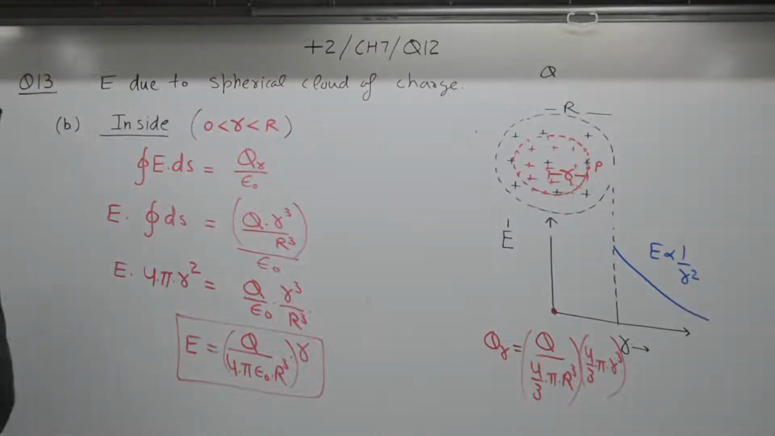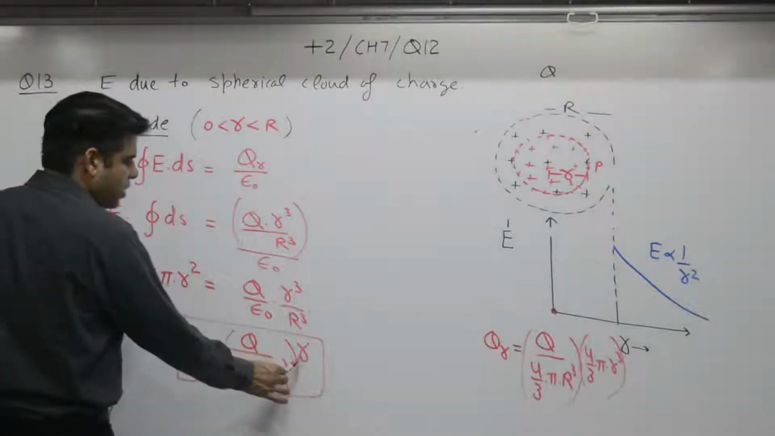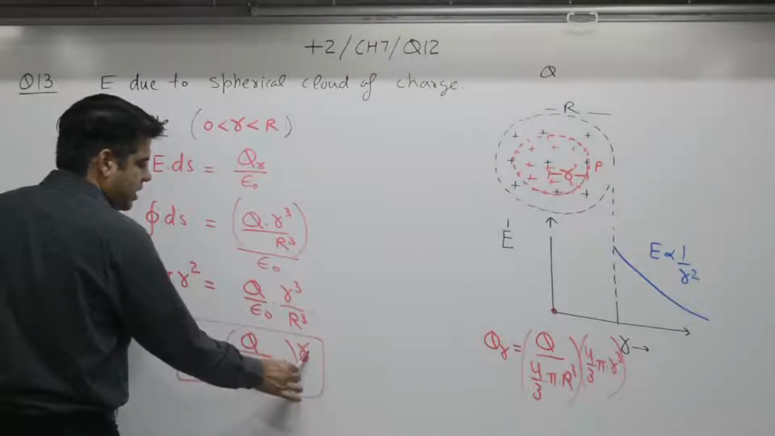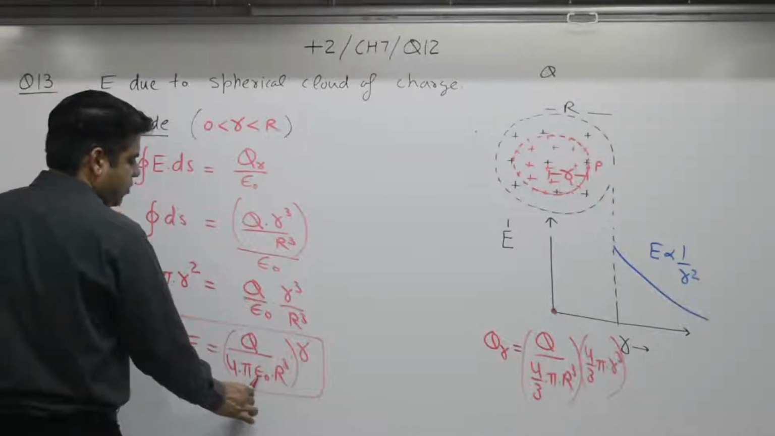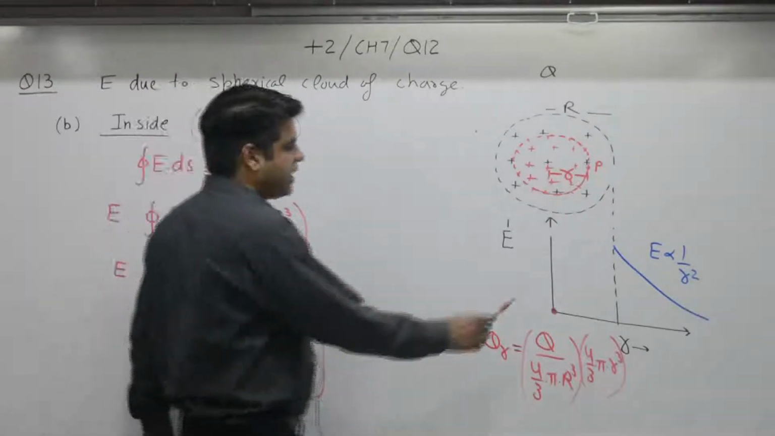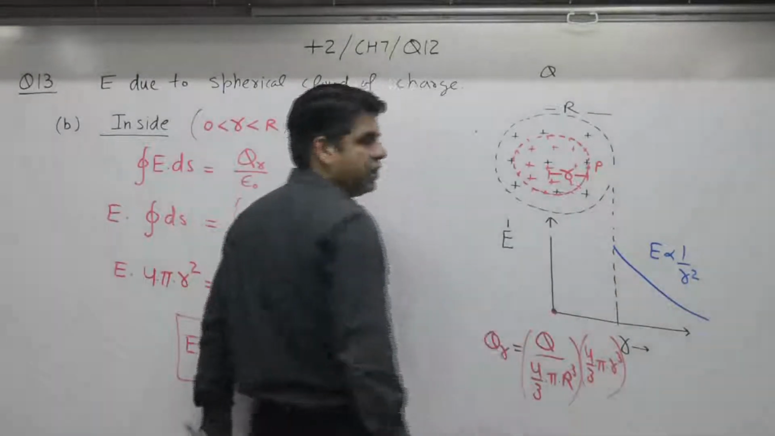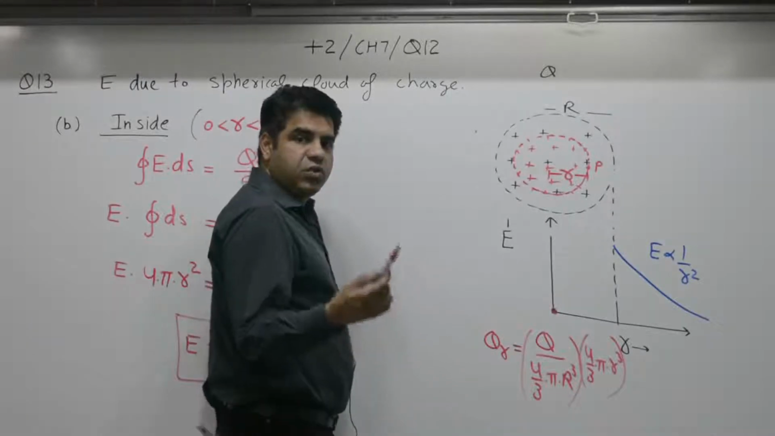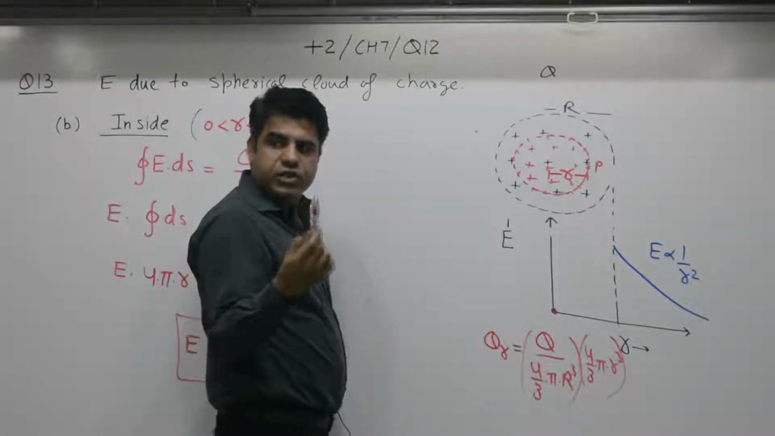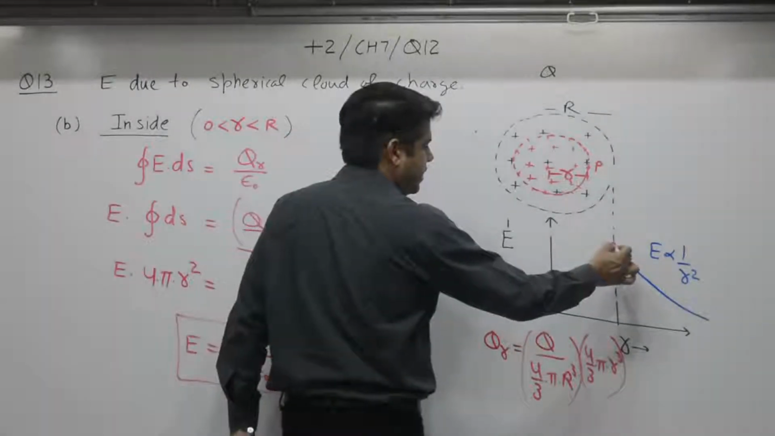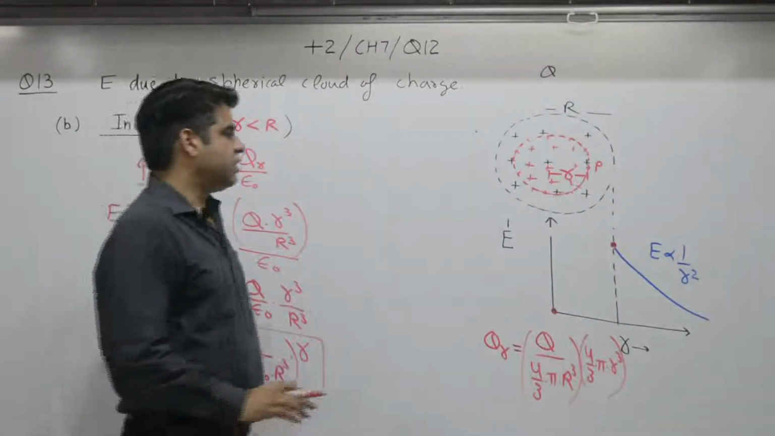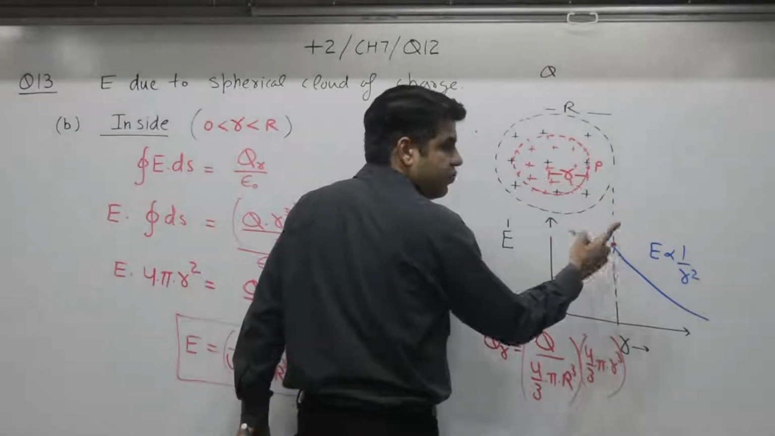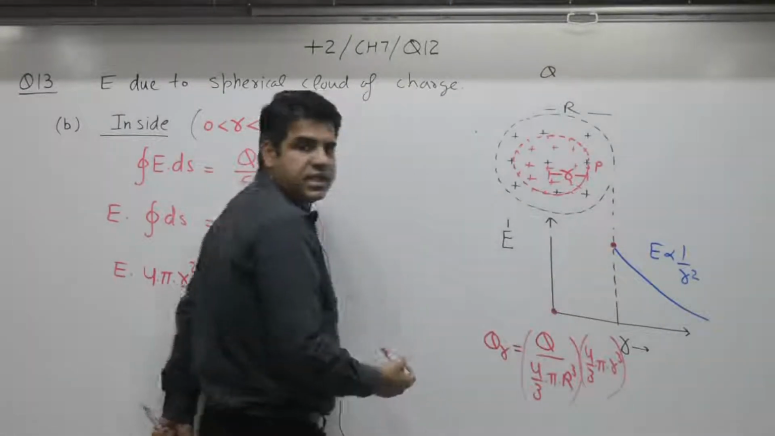How will the second point come? Put small r equal to capital R. If I put small r equal to capital R, this is r's power 1, this is r's power 3, and it becomes Q by 4 pi epsilon naught R square. Outside also, the value comes out to be the same, Q by 4 pi epsilon naught R square. That means this point lies on both the graphs, outside as well as inside.